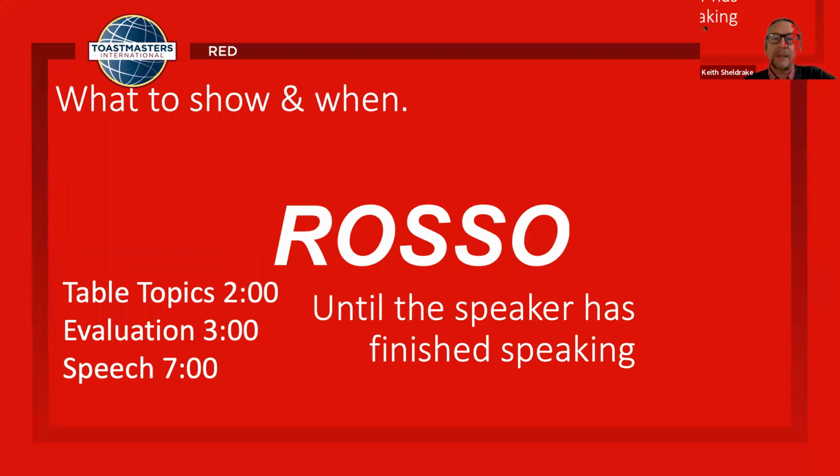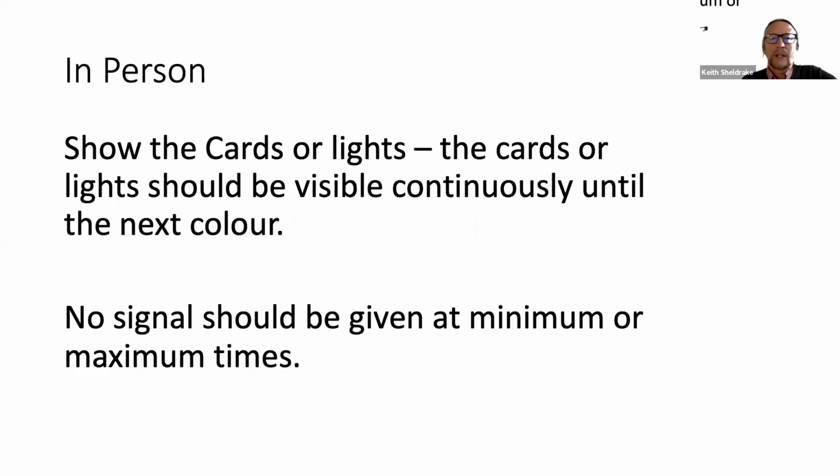The red comes on at table topics at 2 minutes, evaluation at 3, and speech at 7 minutes. It's really important that you keep the red card or the red background on display until the speaker has finished speaking. You do not make any other sign that the speaker has gone over time. So cards and lights or backgrounds should be shown continuously until the next color arrives, and don't signal any sound or time at the minimum or maximum times.